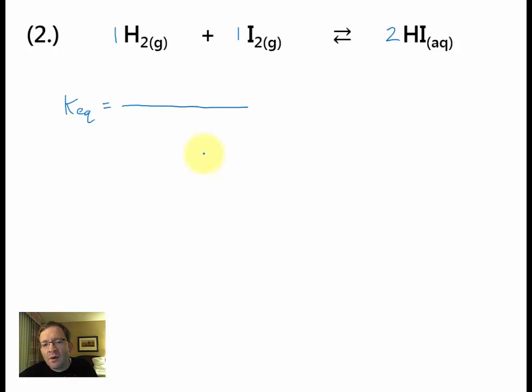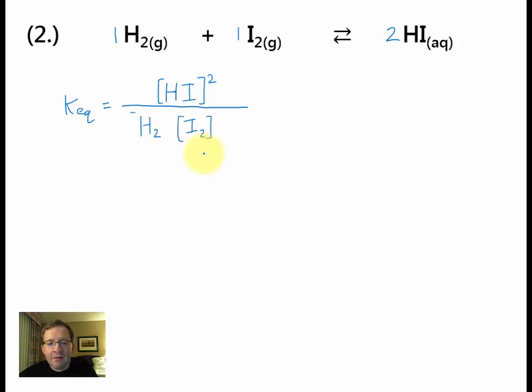Well, in this case, I've only got one product, and it's hydrogen iodide. So I'll put that on top, and again, it's the molarity, so I'll show it in square brackets. And the 2, that's a coefficient over here, becomes my squared 2 here. Make sure to keep those in mind. And then I've got 2 reactants, hydrogen and iodine. So hydrogen and iodine are the reactants, and so they go on the bottom.